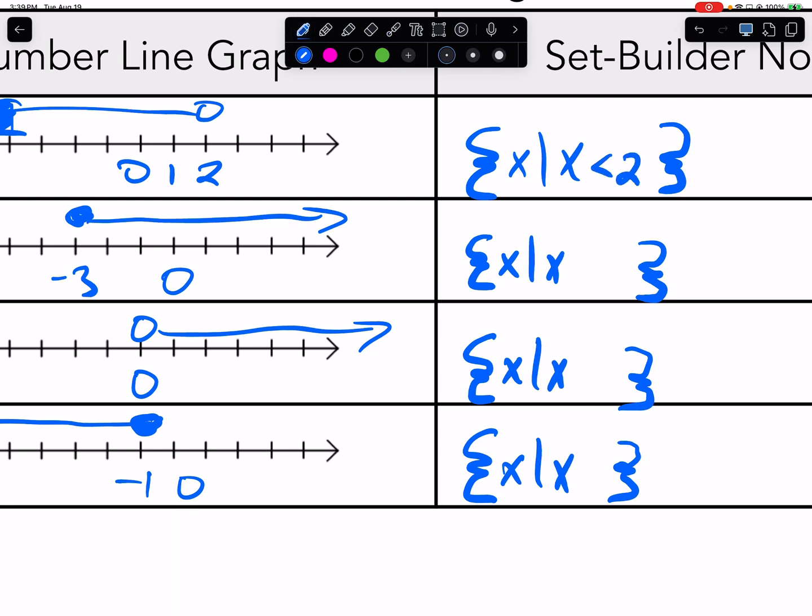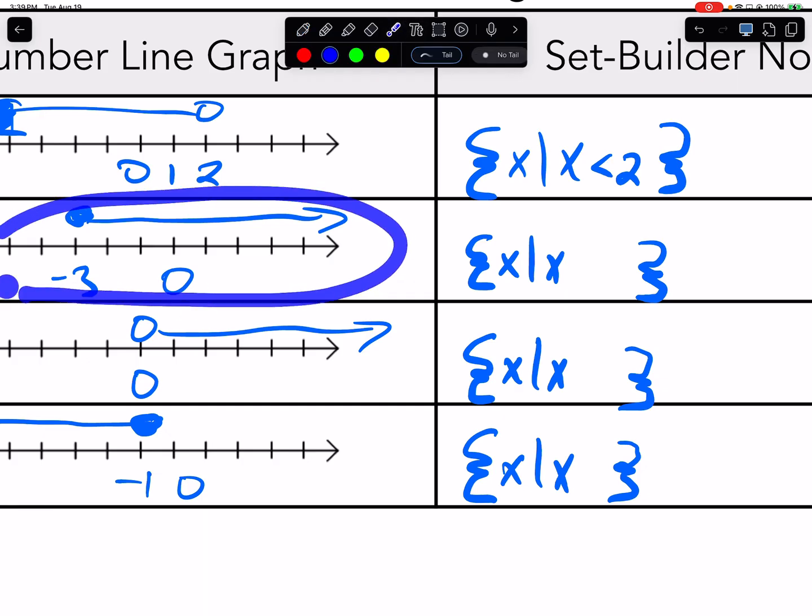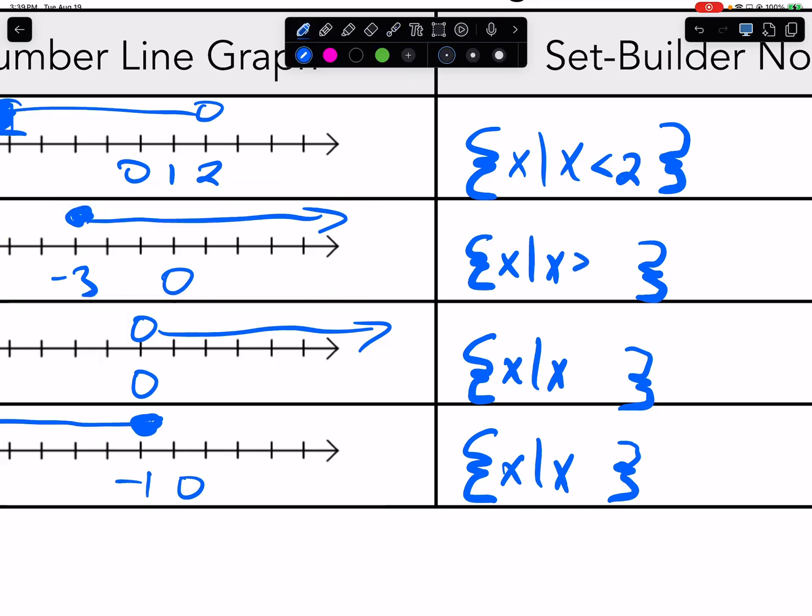What's the second one? This one right here. Greater than or equal to -3. Perfect. Greater than or equal to -3. How about the middle one, or the third one? Greater than 0. Last one, less than or equal to -1. Okay? That's set builder notation. You always have brackets at the end. You have X such that X, and then greater or less than a number.